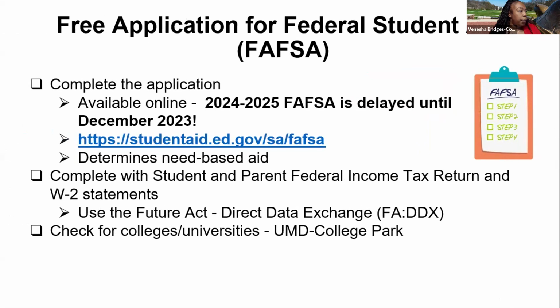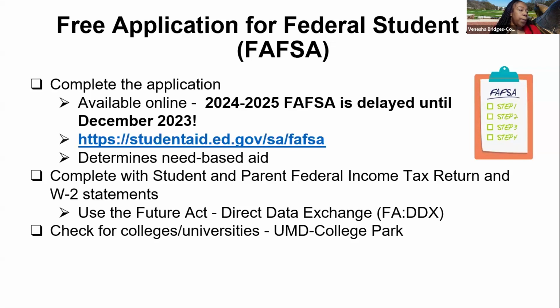So let's go through some of the application requirements. The application for 24-25 is available and open, and this is for students who are currently accepted in the institution. If you're looking to file the FAFSA for the next year, so for 25-26, for any students who may be graduating high school this year, that application will be available at the end of December.